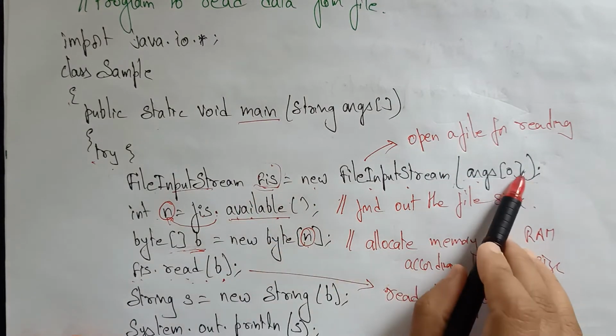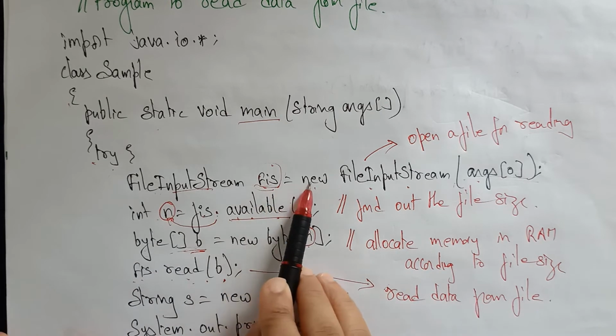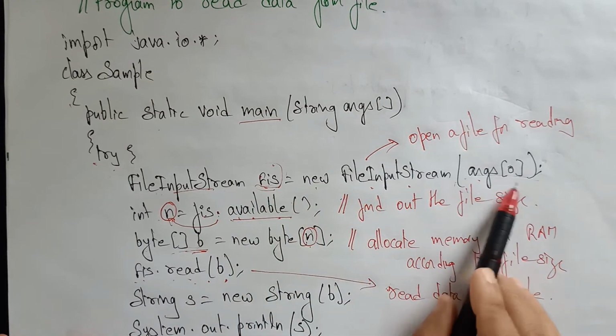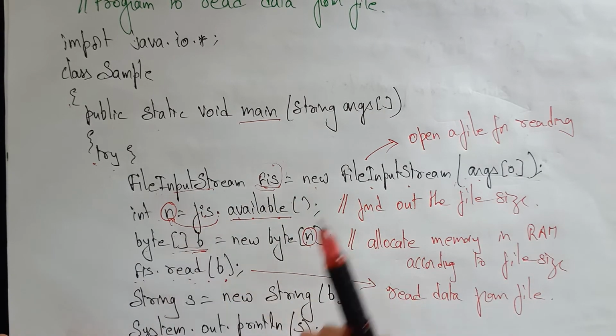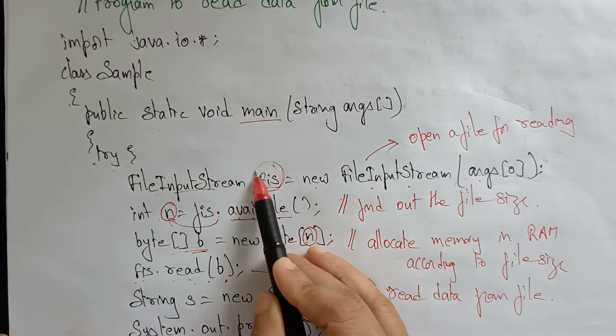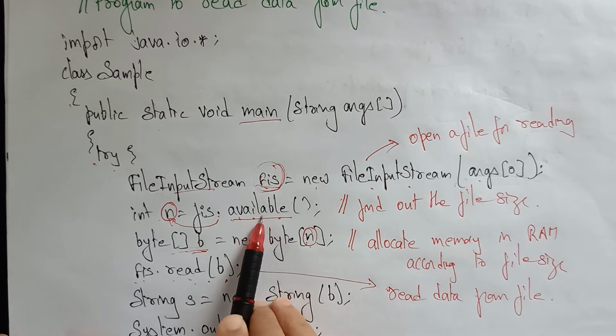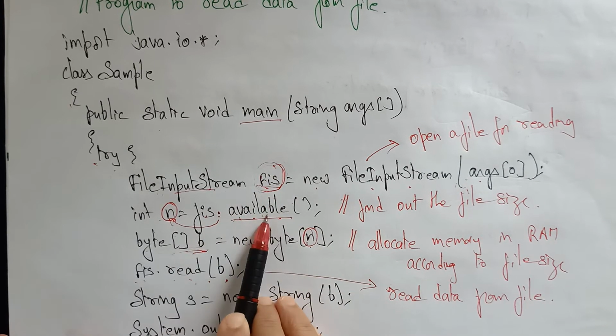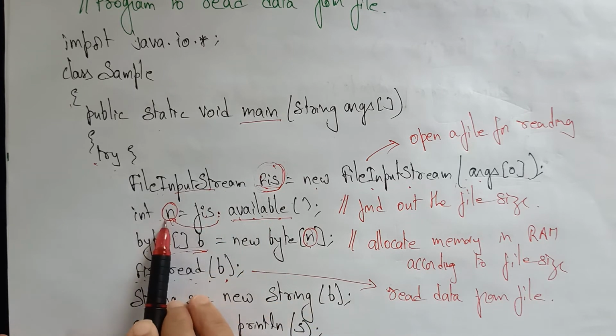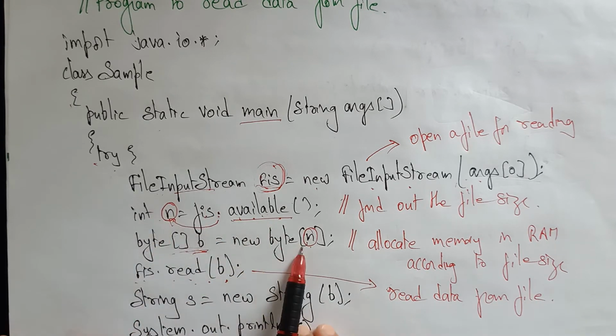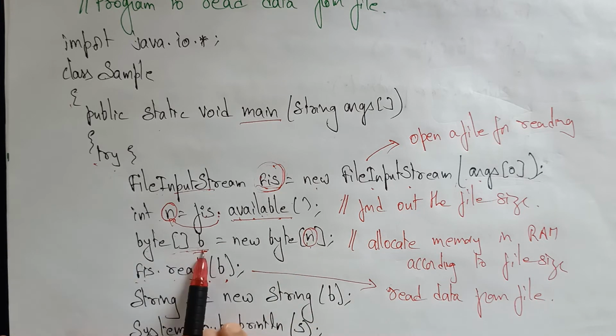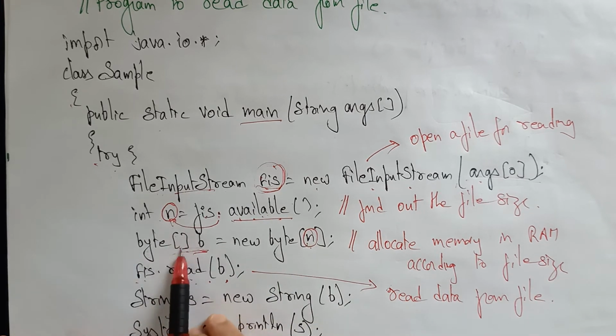First, open the file for reading: FileInputStream fis is equal to new FileInputStream(args[0]). Now check the file size. How am I going to check the size? Whatever the opened file is, dot available. So some size will be displayed, and that size will be stored in n. That size has to be allocated in memory.